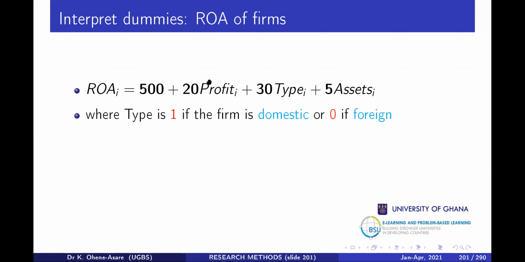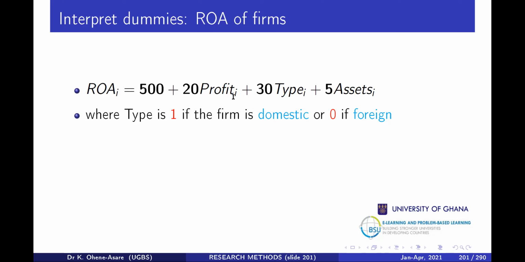Now, this is an estimated equation. How do you interpret it? Well, don't worry, we'll come to interpret it for you. But you should always note that if it is a numerical variable, you interpret the independent variable as rising or falling. But if it is a dummy variable like type, it will be coded as 1 or 0 otherwise. How you interpret a dummy variable is not the same as how you interpret a numerical variable, because the dummy variable is not rising and falling. The type of the firm is domestic or foreign. That is not rising or falling.